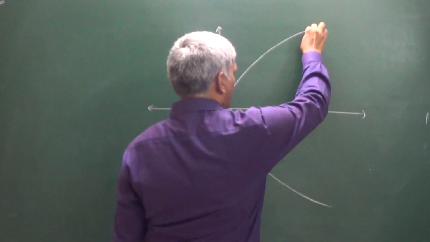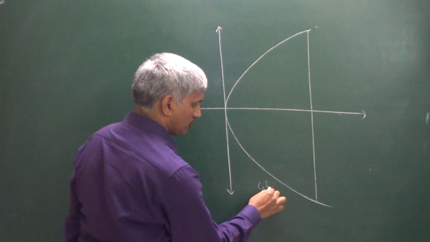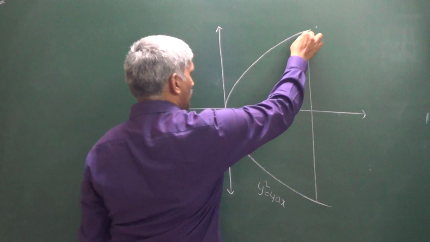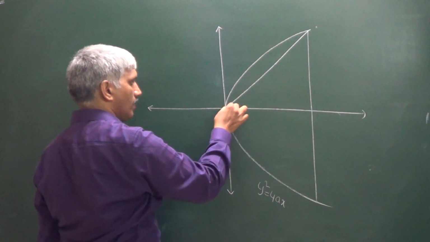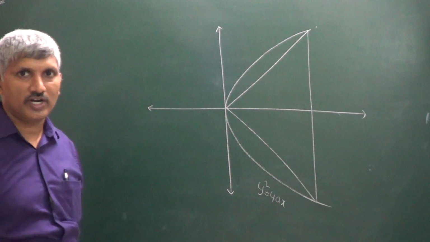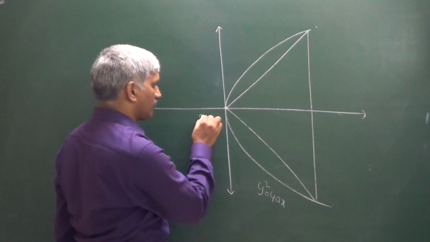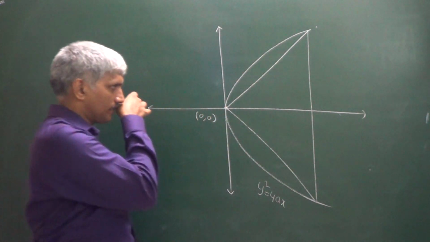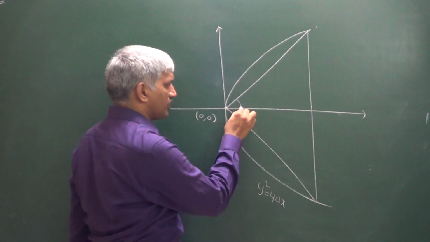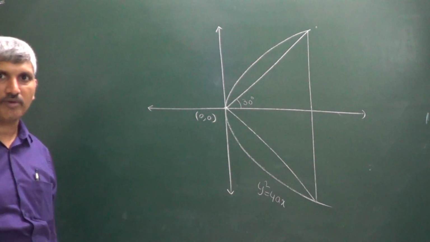So we are inscribing an equilateral triangle in the parabola y square is equal to 4ax in such a way that one vertex is at the vertex of the parabola, 0 comma 0. Right? What information do we know? We know this angle is equal to 30 degrees. That is the information we know.